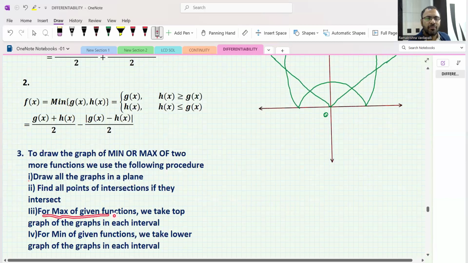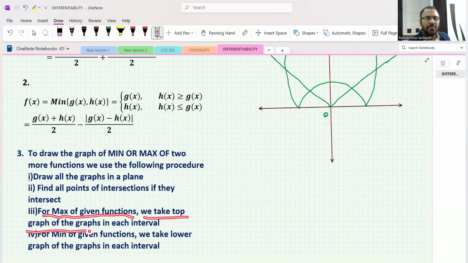For the maximum of given functions, we take the top graph of the graphs in each interval. This is an important point, right? In one interval, suppose there are three graphs. For the maximum, you have to take the top graph, whereas for the minimum, you have to take the lower graph.